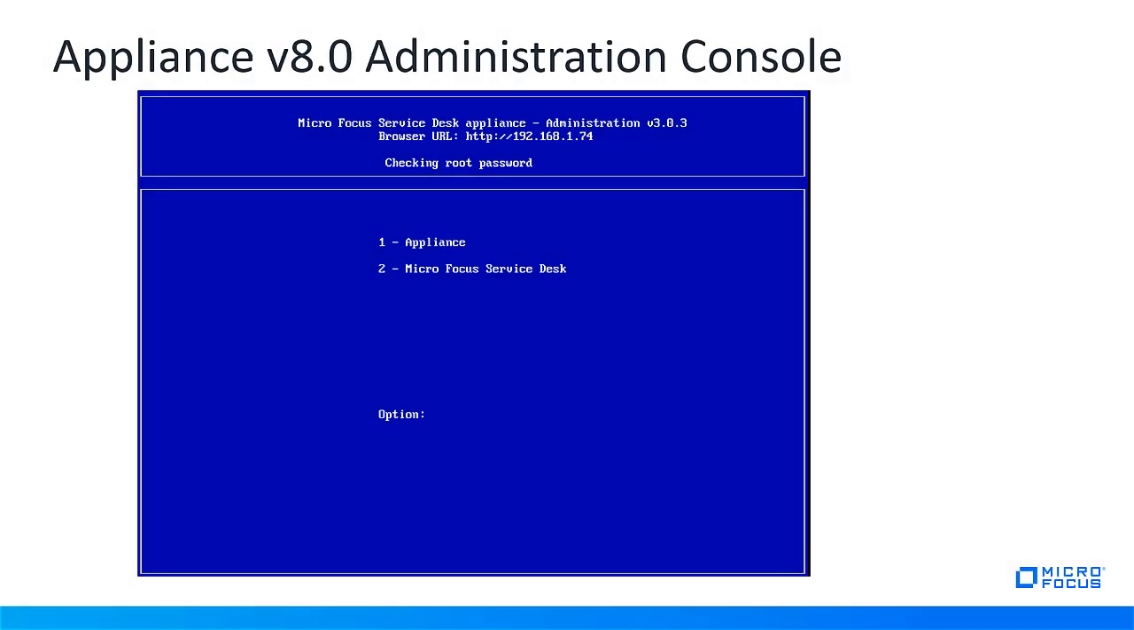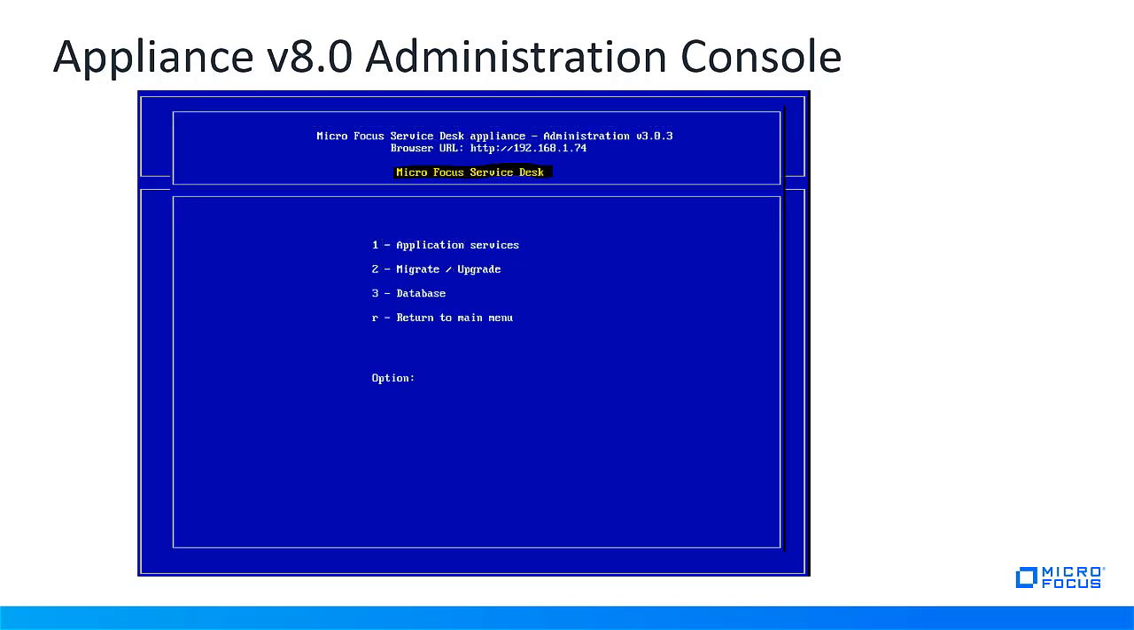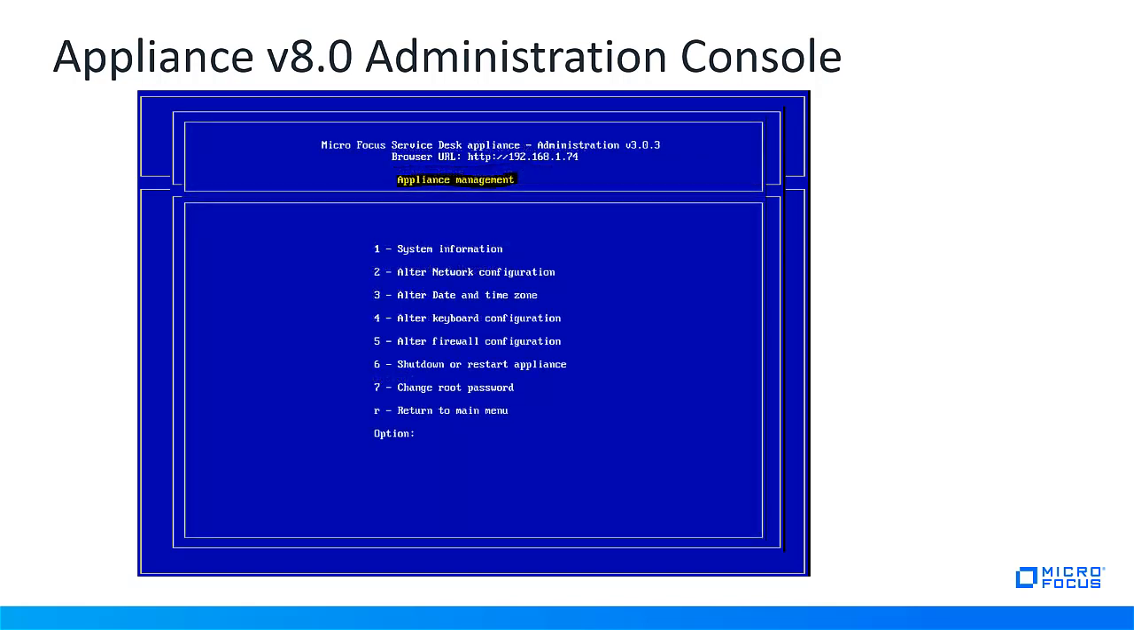The Appliance Administration Console in version 7.4, you'd see at the console itself for the appliance, two options: the appliance or the Micro Focus Service Desk services. And you'd basically have these options for the Service Desk services, and then these options for the appliance management. Well, this all changed in version 7.5 and rolling into 8.0. We now do it through a web browser.